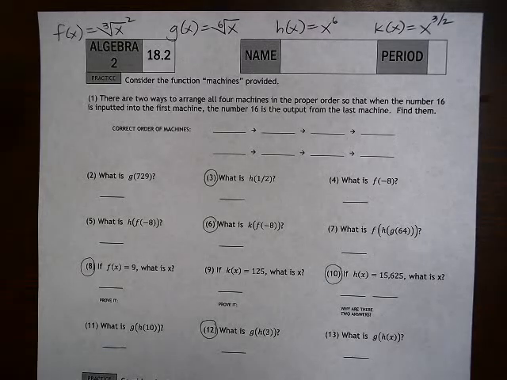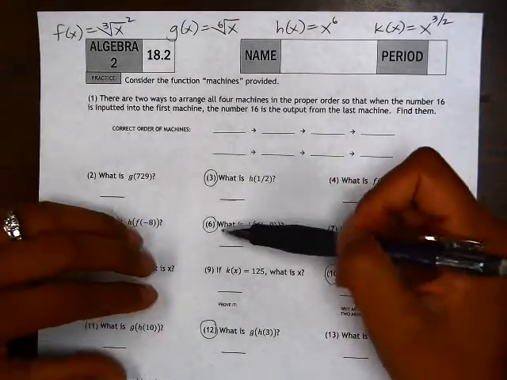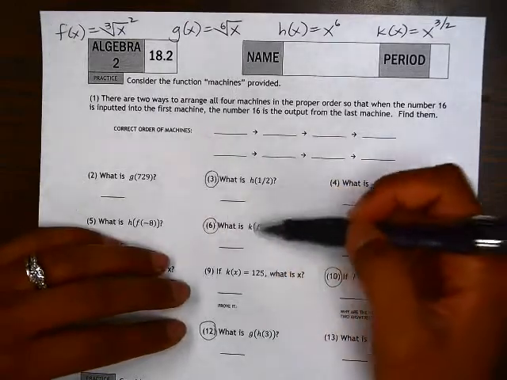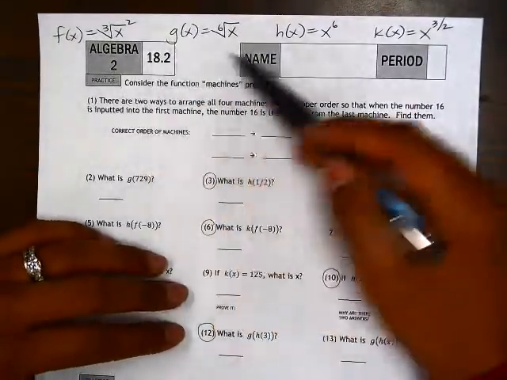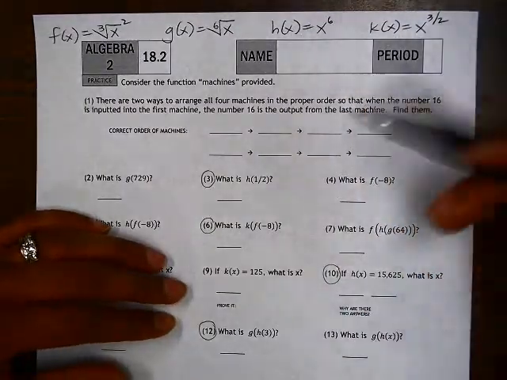This is worksheet 18.2, and we're going to start by looking at number 3, 6, and 12. And these are all based on the functions you were given in class, f of x, g of x, h of x, and k of x.